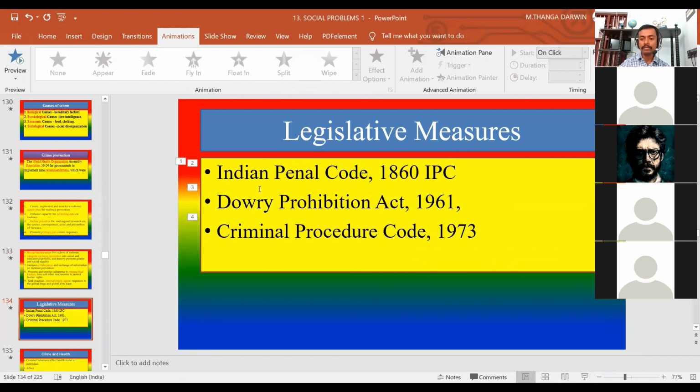The legislative measures we will learn in the next section, next class.